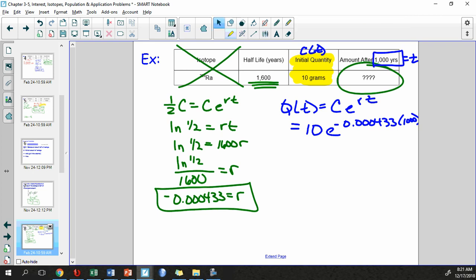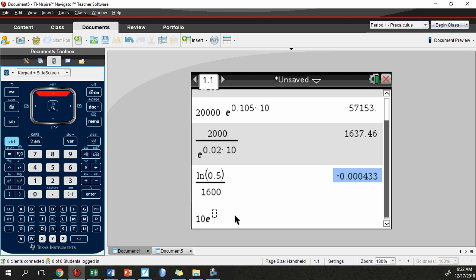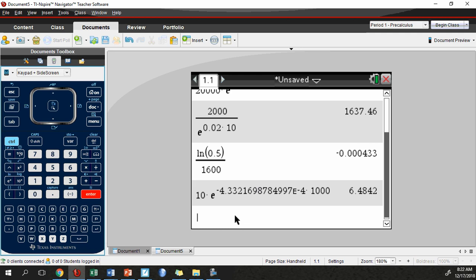So if I come back over to my calculator, I'm going to go ahead and put 10e. I'm going to arrow up and grab that times, what was that, 1,000? I'm going to enter. So how much of this isotope will I have left after, sorry, 1,000 years? What's the 6.48 represent? It changed it to scientific notation so the calculator could do it easier. And that's actually pretty darn cool.